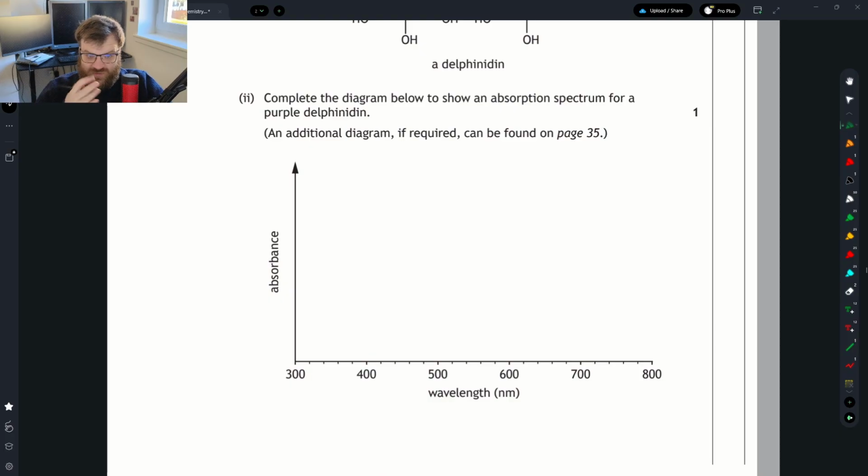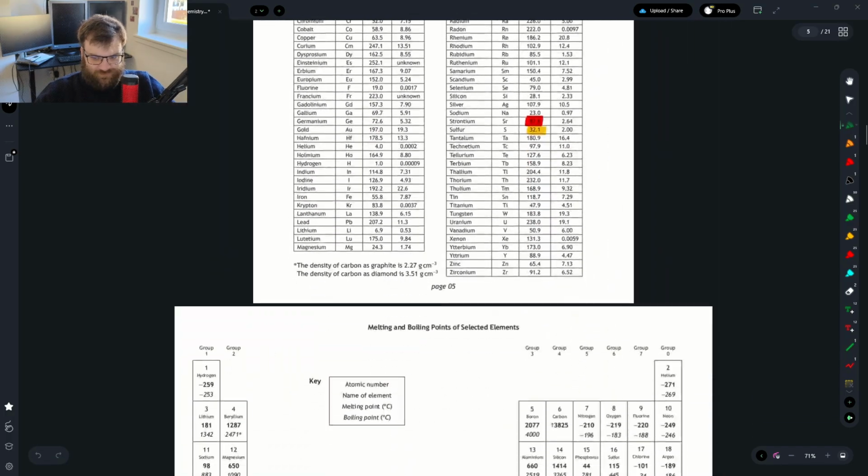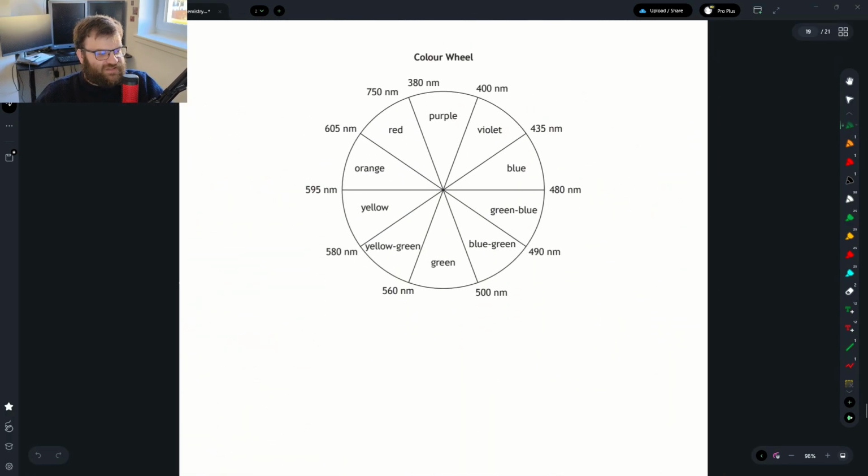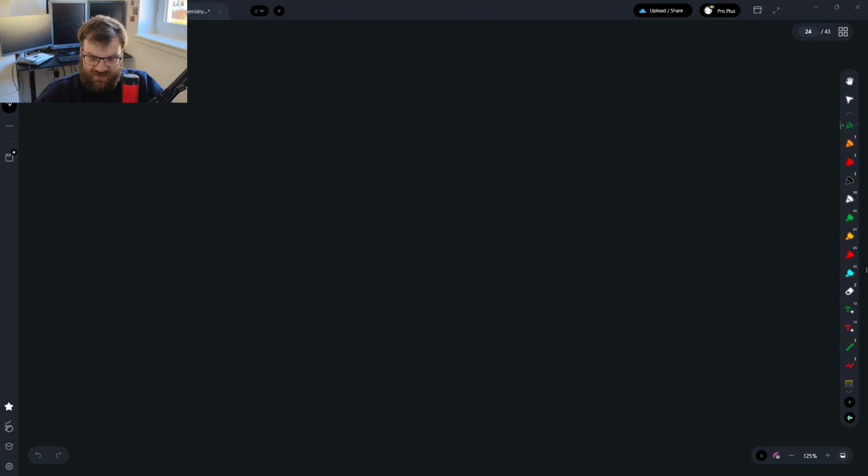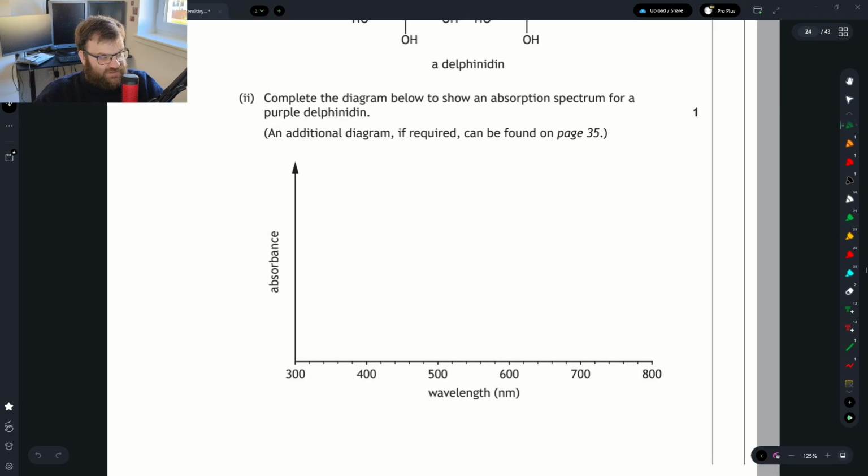This one we're looking for an absorption spectrum for a purple substance. If we go back to the colour wheel, then appearing purple means it's absorbing green, which means we want a maximum peak between 560 and 500. What is the graph showing us? 560, 550. 1, 2, 3, 4, 5 boxes, so each one's 20. So 520, 530, round about there would be fine. So we want to make sure we have a maximum absorbance at that point.